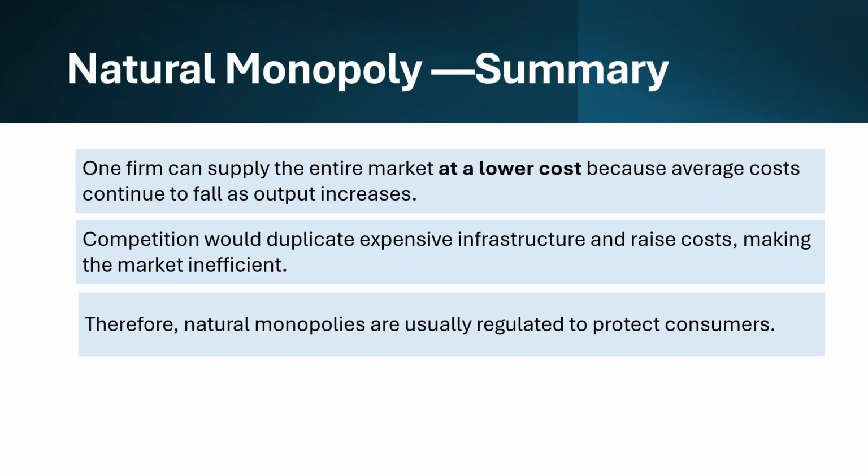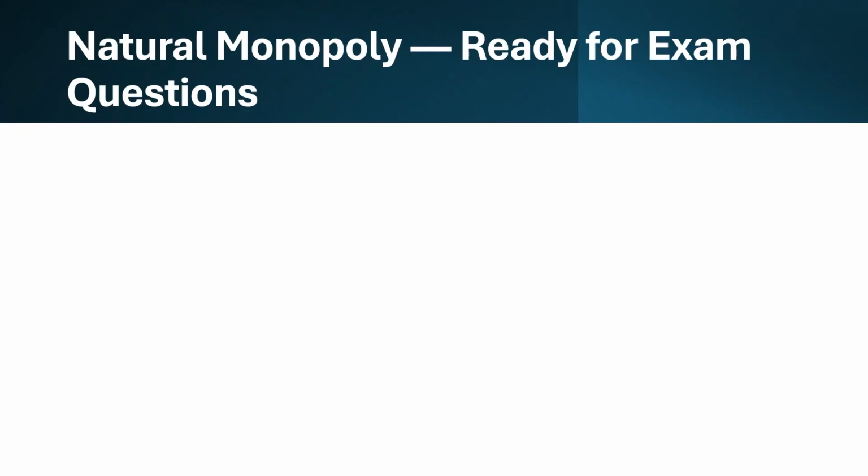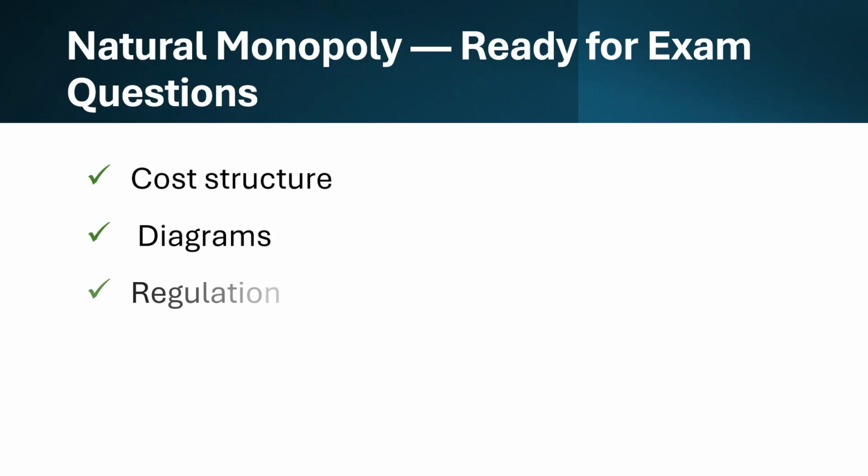In your answers, remember this key point. High fixed costs and economies of scale allow one firm to supply the market more cheaply than many firms. This is what makes a natural monopoly efficient, but it is always in need of careful regulation. Now you are clear on the costs, the diagram, and the regulation, exactly what examiners look for.